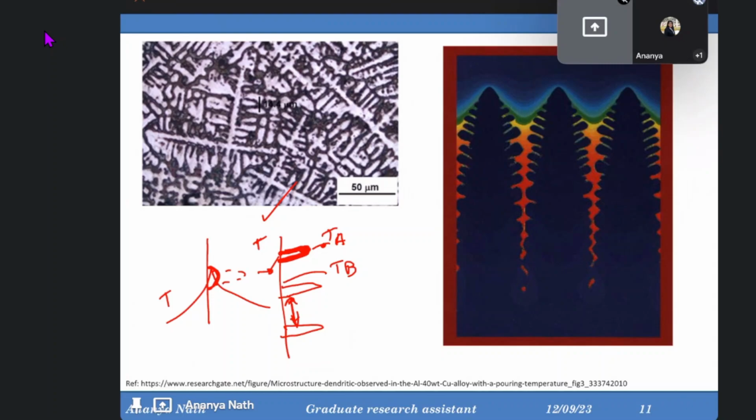If I draw a section like this, this is section A and this is section A dash. We are talking about the region between A and A dash. In this region we have two different temperatures, Ta and Tb, in the interface and in the liquid. Ta is obviously at the higher temperature, so it will again release heat like this.